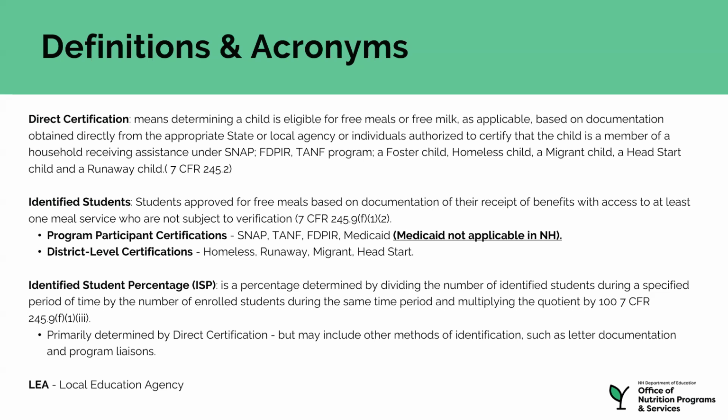Identified students are the students that are approved for free meals based on documentation of the receipt of benefits with access to at least one meal service, and these are students that are not subject to verification. The identified student percentage is determined by dividing the number of identified students during a specific period of time by the number of enrolled students during the same time period and multiplying that by 100. And you'll also see LEA being used throughout the presentation, which is just the local education agency.